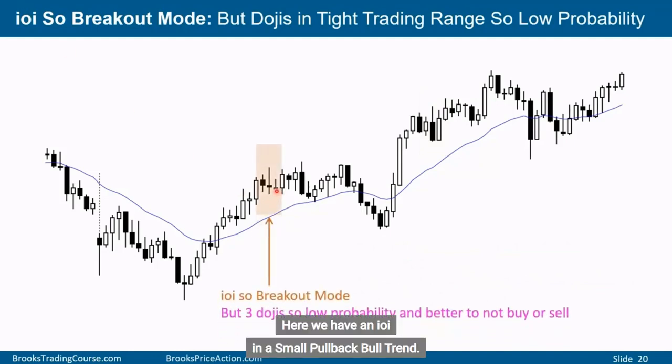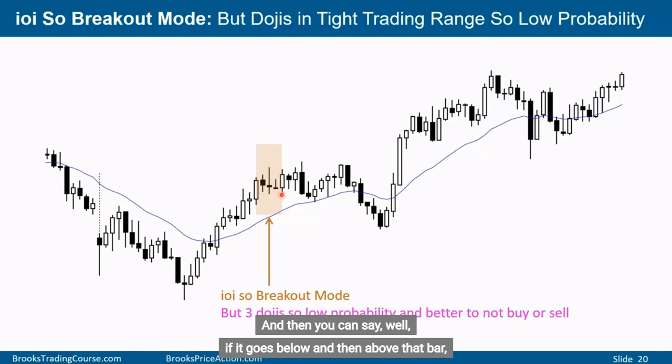Here we have an IOI and a small pullback bull trend, just a 1 bar pullback. Probably not going to lead to a major reversal down. Theoretically, it's a sell below, but 3 dojis and a small pullback bull trend, I'm not going to sell below the low of that bar.